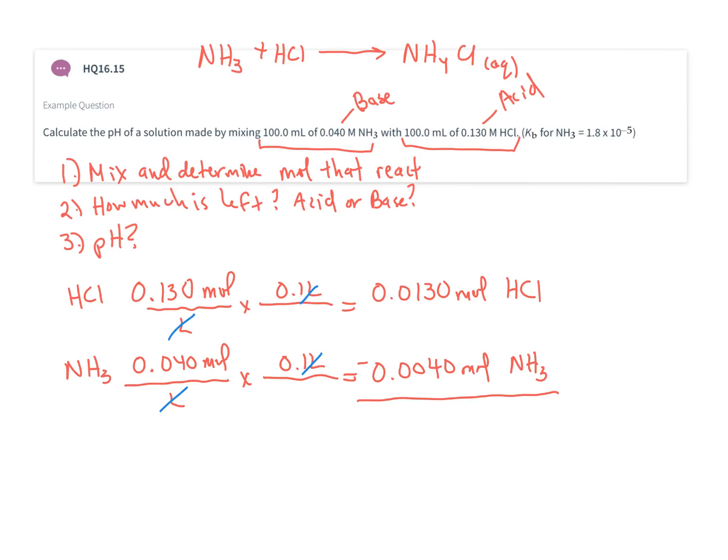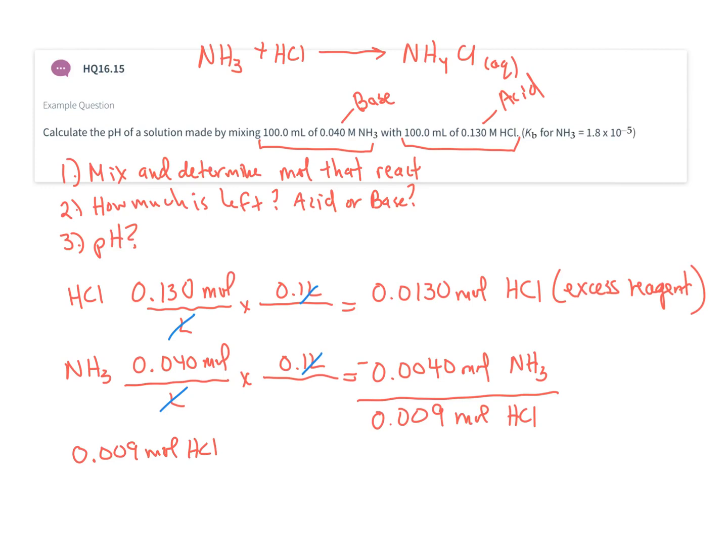Those two react in a neutralization reaction in a 1-to-1 ratio. That means 1 mole of HCl is going to react with 1 mole of ammonia. Well, I've got 0.013 moles of HCl reacting with 0.004 moles of ammonia. So when I subtract, I'm left with 0.009 moles of HCl. This is my excess reagent. Now that I've identified the excess reagent, I can find the concentration of that, and I can find the pH of that solution. So we have 0.009 moles of HCl, which is a strong acid.